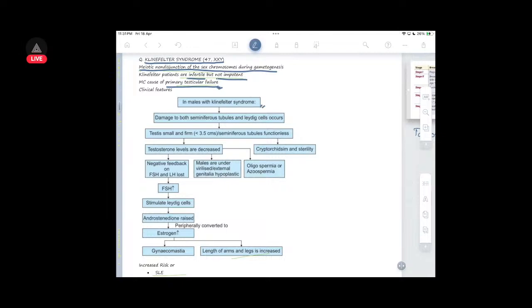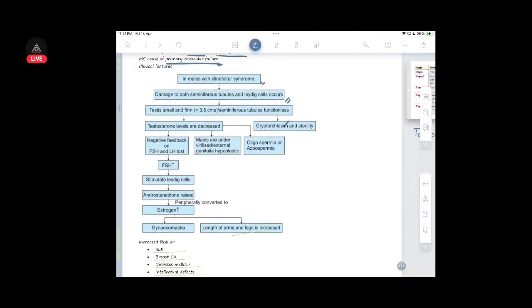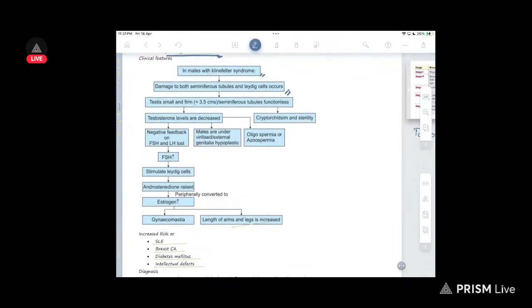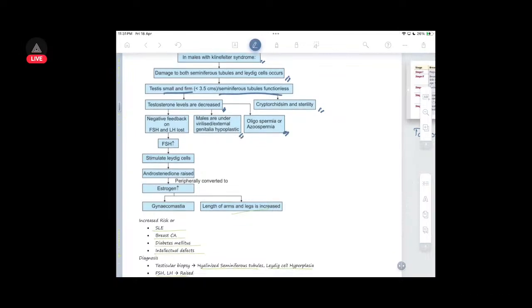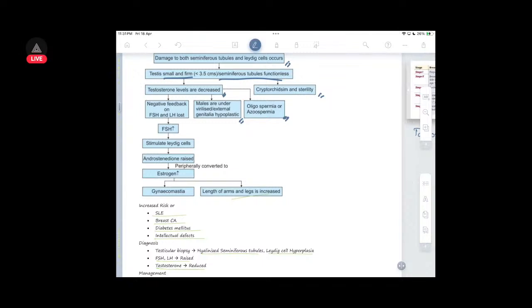In males with Klinefelter syndrome, there will be damage to both seminiferous tubules and Leydig cells. Testes will be small and firm. Seminiferous tubules will be functionless. Cryptorchidism and sterility will be there. Testosterone will be decreased, leading to oligospermia and azoospermia. Males are under-virilized, with hypoplastic external genitalia.